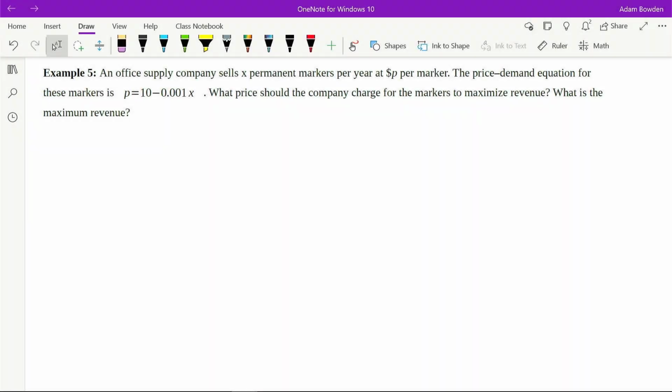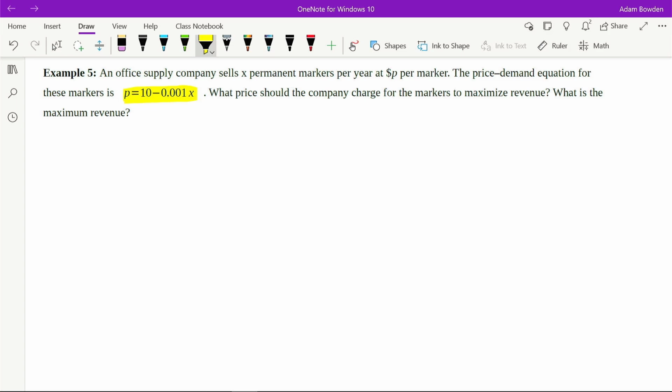All right, on this one, it says an office supply company sells x permanent markers per year for P dollars per marker. The price demand equation for these markers is P equals 10 minus 0.001x. What price should the company charge in order to maximize their revenue? What is the maximum revenue?